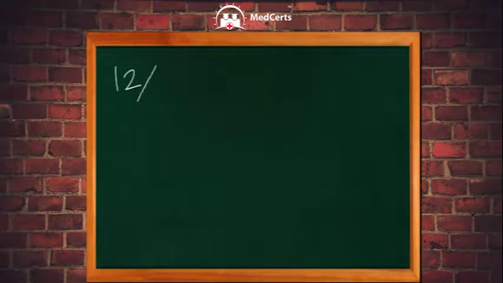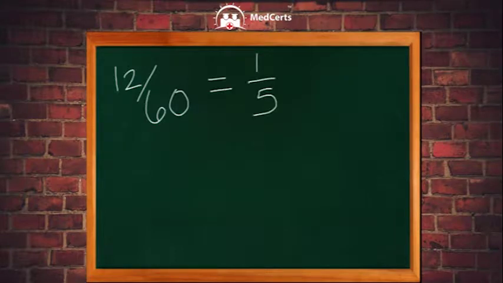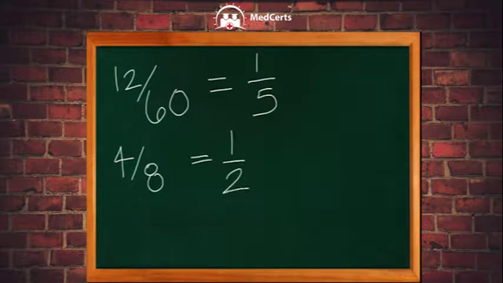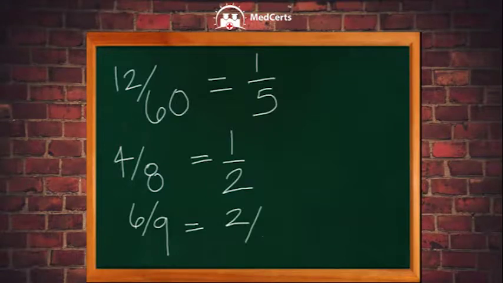If we look at 12/60, 12 is our common multiple. 12 goes into 12 once, and 12 goes into 60 5 times. If we look at 4/8, 4 is our common multiple. 4 goes into 4 once, and 4 goes into 8 twice. If we look at 6/9, 3 is our common multiple. 3 goes into 6 twice, and 3 goes into 9 3 times.